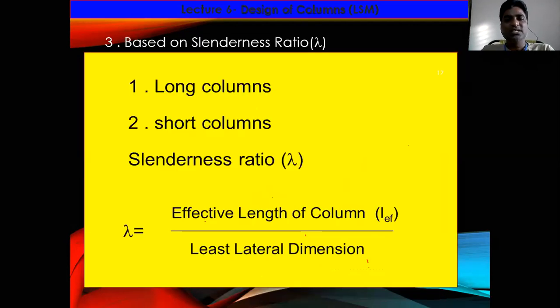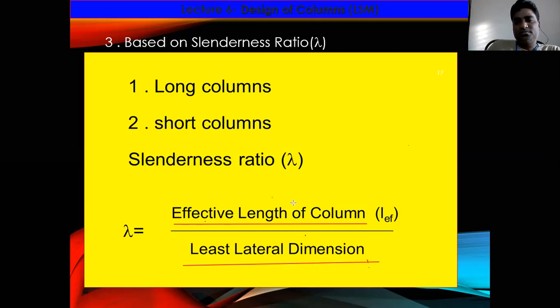Next is classification based on slenderness ratio, right? So what is meant by slenderness ratio? The slenderness ratio is nothing but the ratio of effective length of the column to the least lateral dimension. What is meant by effective length? Effective length we have to calculate as per the code provision.